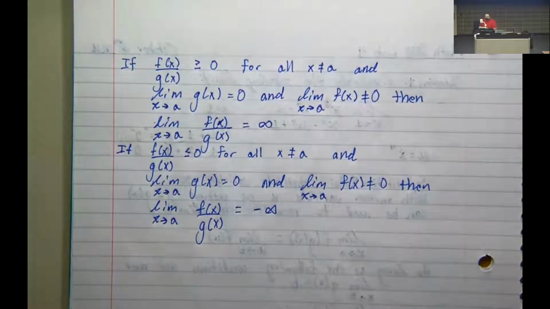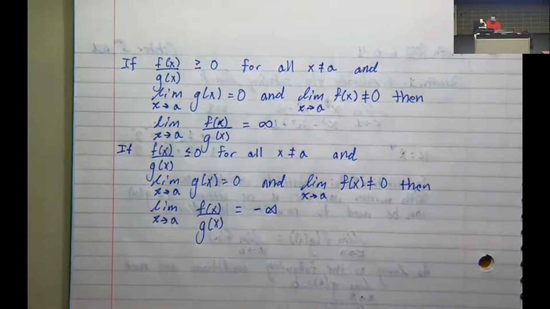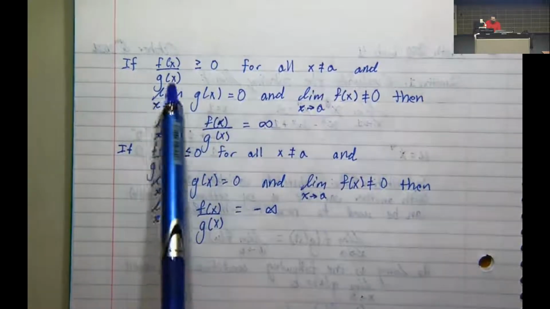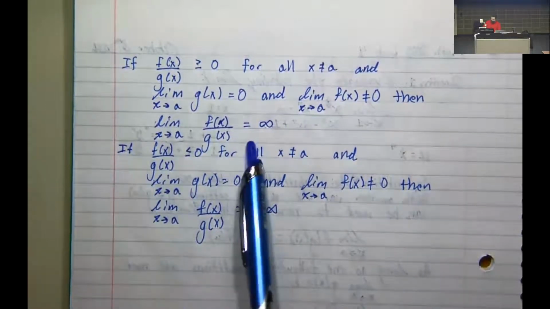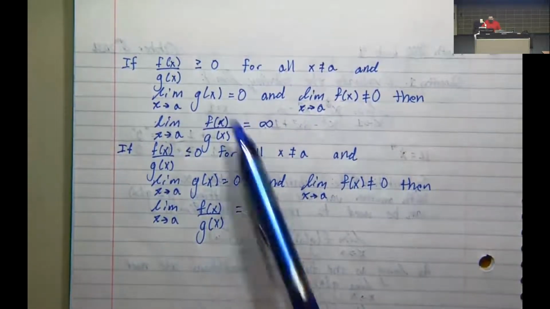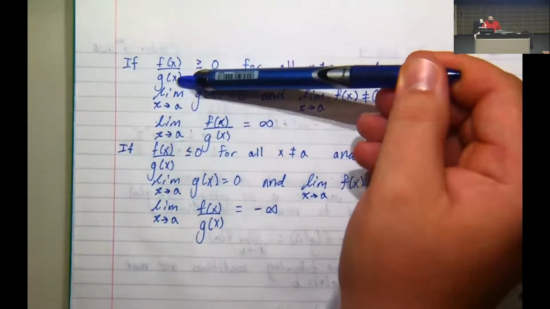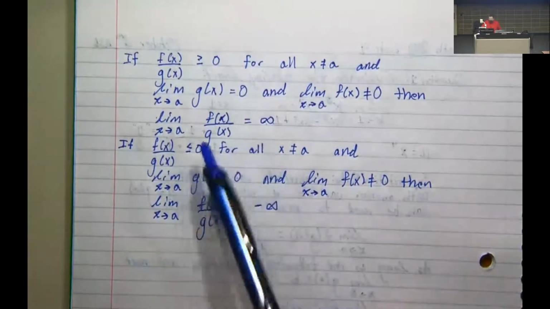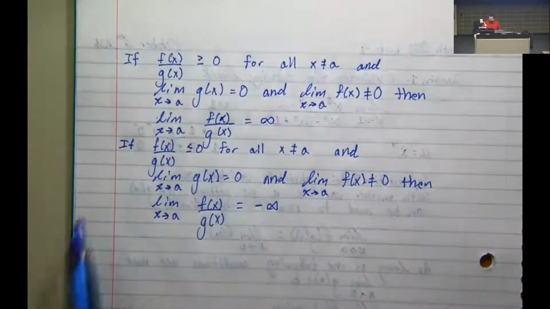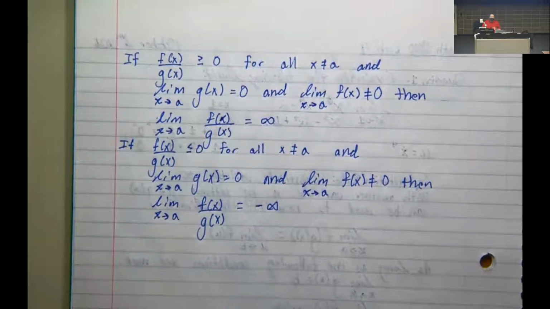Okay, so what's that saying? If we have our fraction here with two functions, and it's positive everywhere but x at a, and the bottom goes to 0, and the top is not 0, then this limit goes to infinity. Because basically you have a positive number at the top, and the bottom is getting closer and closer to 0. And then the opposite case is if it is negative, then it goes to negative infinity.